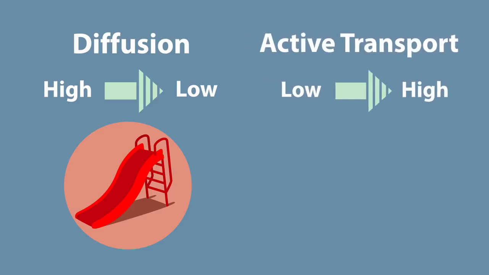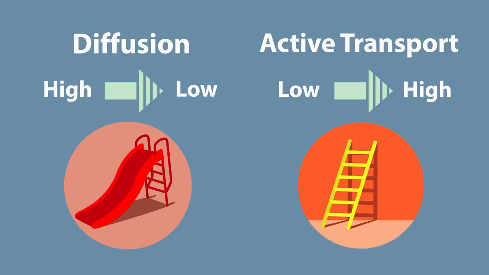The substance needs to move up the concentration gradient from low concentration to a high concentration. Think of climbing a ladder. You need energy to go from low down to high up.